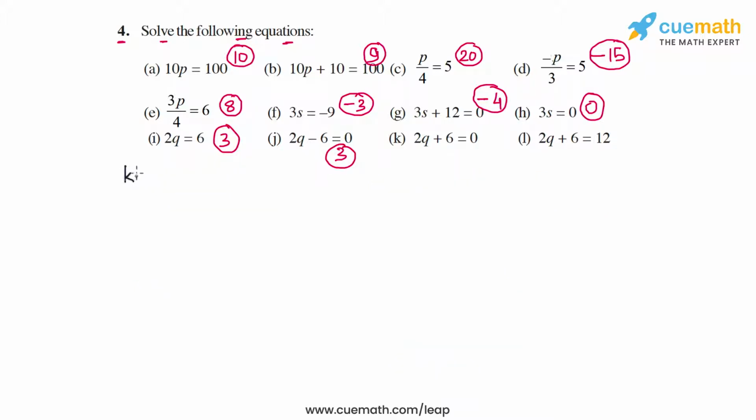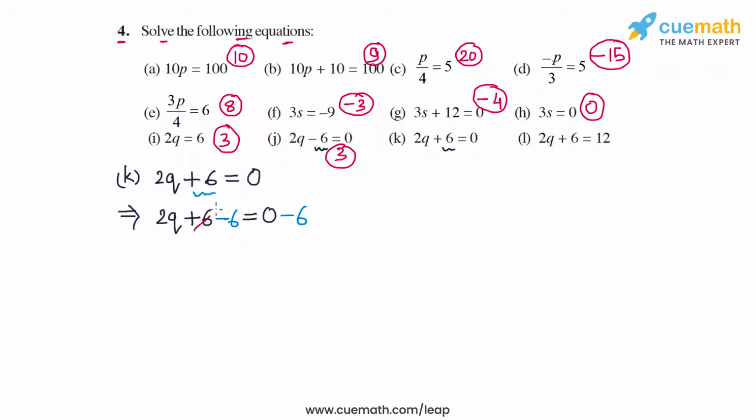In part K, the equation is 2q plus 6 is equal to 0. So the only difference of this equation from the previous equation is that instead of minus 6 we have plus 6. So first we will get rid of this plus 6 by subtracting 6 on both sides. So that's our first step. So we have 2q plus 6, the original LHS, equal to 0, the original RHS, and we will subtract 6 from both sides.